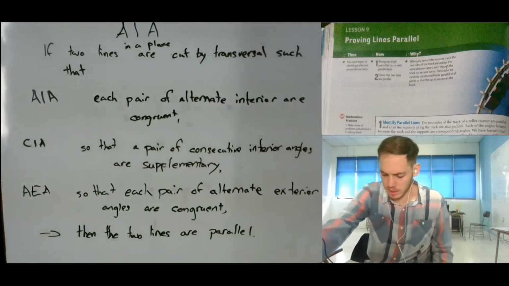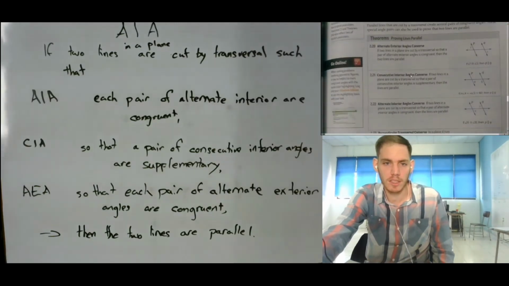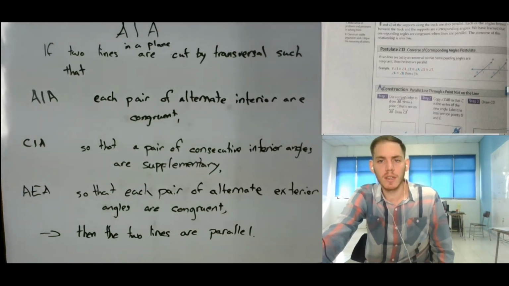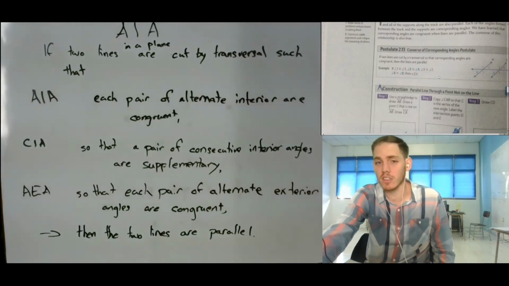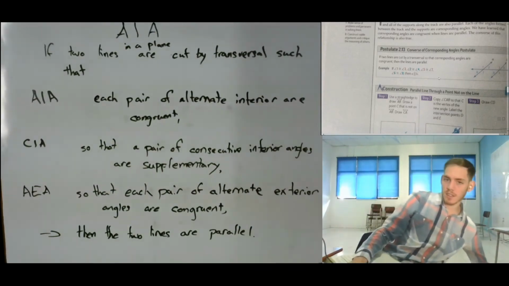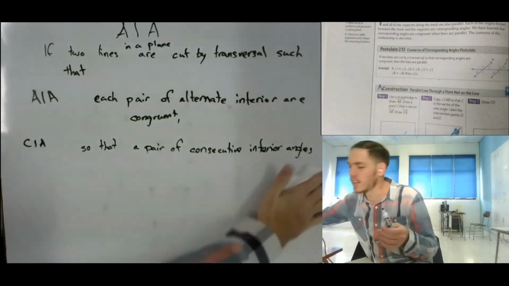And this is below the theorems, not the constructions, but the proving parallel lines. So corresponding angles: if two lines are cut by a transversal such that their corresponding angles are congruent, then the lines are parallel. Okay, so this is a postulate.